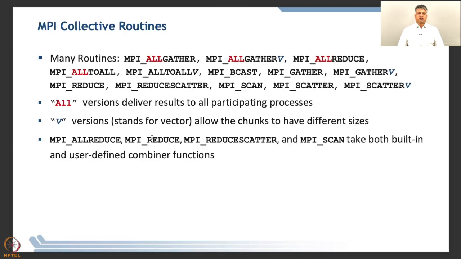There are many such MPI routines, more than 125 of them, and one can refer to the MPI manual to look at these collective routines. These are MPI all gather. MPI all gather V is the vector version for it. So, when you have different chunks of different sizes, you should be using all gather V. You have MPI all reduce, MPI all to all, MPI broadcast, MPI gather, MPI reduce and then scatter, MPI scan, MPI scatter vector, so on and so forth. All of these can take in user defined functions as well.